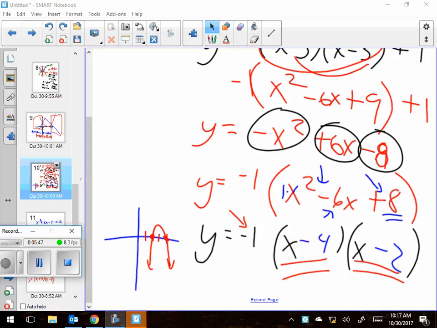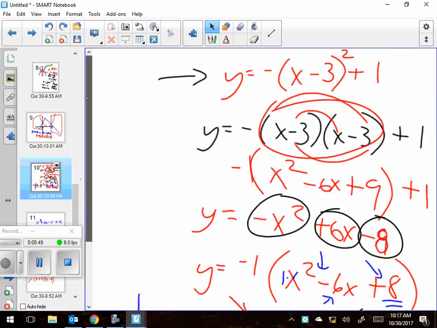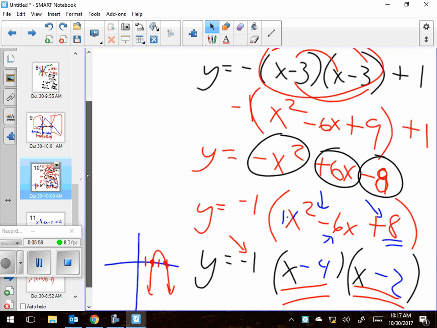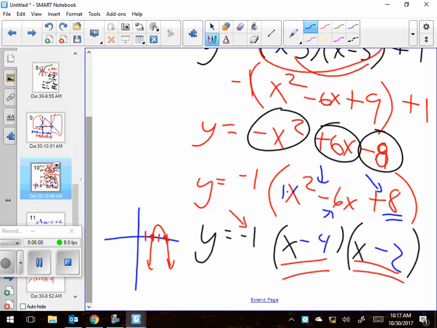And then way back to the beginning here, what is that? In what form is this in again up here? That's vertex form. And if that's vertex form, the vertex must be 3, 1. And there it is. There's our vertex at 3, 1.